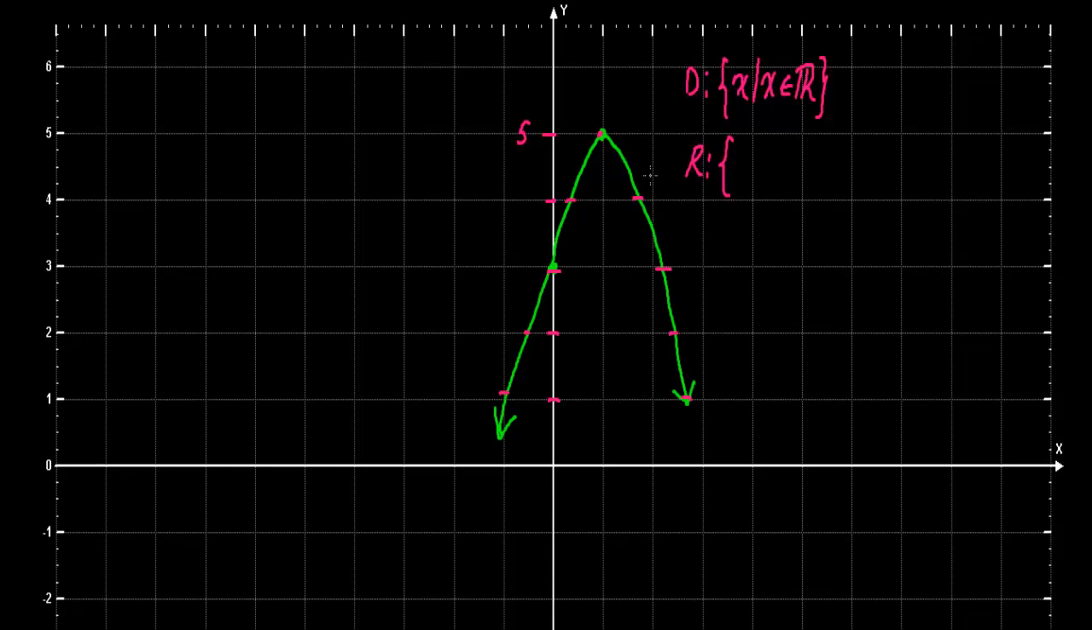So the range is the set of all y's such that y is less than or equal to 5. That means that 5 and below are my values for range. I will not have a y value greater than 5. For example, at 6, if you look, there's nowhere to be found. This graph is nowhere to be found at a y value of 6. All y values happen at 5 and below. Okay? So there you have it. I hope you understood.